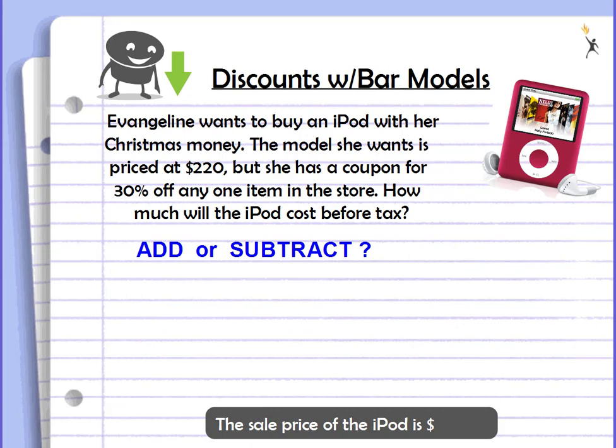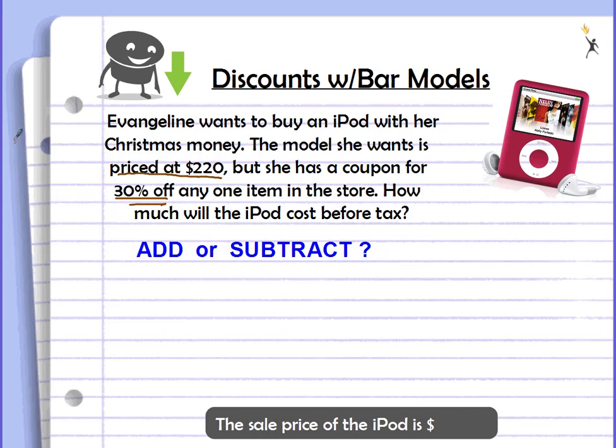Okay, let's do some discount problems. Evangeline wants to buy an iPod with her Christmas money. The model she wants is priced at $220, but she has a coupon for 30% off any one item in the store. So how much will the iPod cost before tax? So this is just what is the price, what is the sale price after the discount?